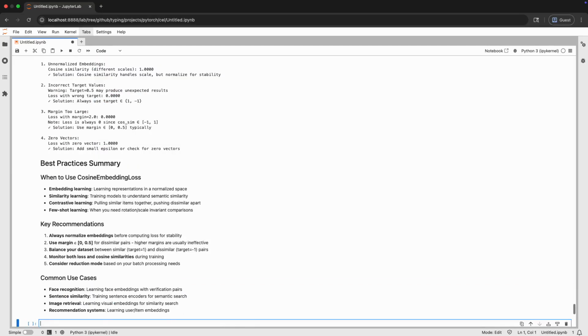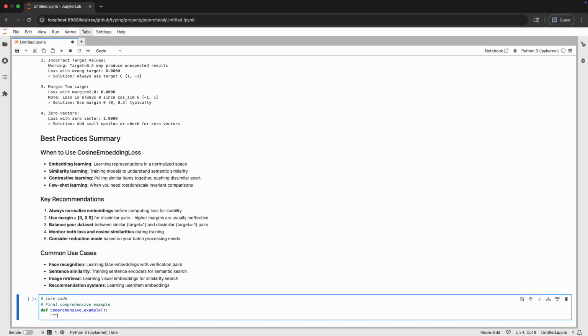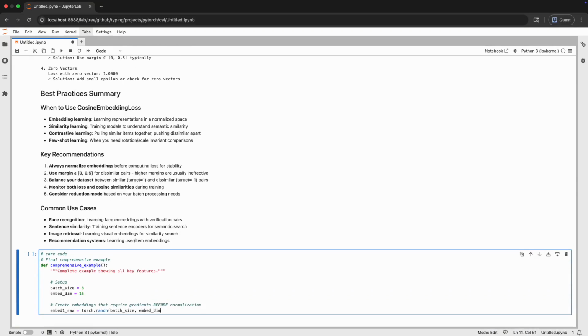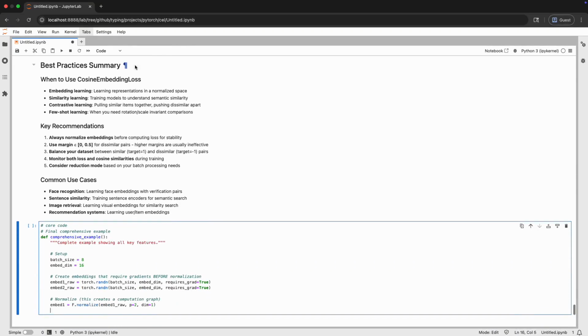Let me review the best practices summary. This section provides key recommendations for when and how to use cosine embedding loss effectively. We cover ideal use cases like embedding learning, similarity learning, contrastive learning, and few-shot learning. The key recommendations include always normalizing embeddings, using appropriate margin values, balancing your dataset, and monitoring both loss and similarities during training. Finally, let's run a comprehensive example that demonstrates all the key features we've learned.